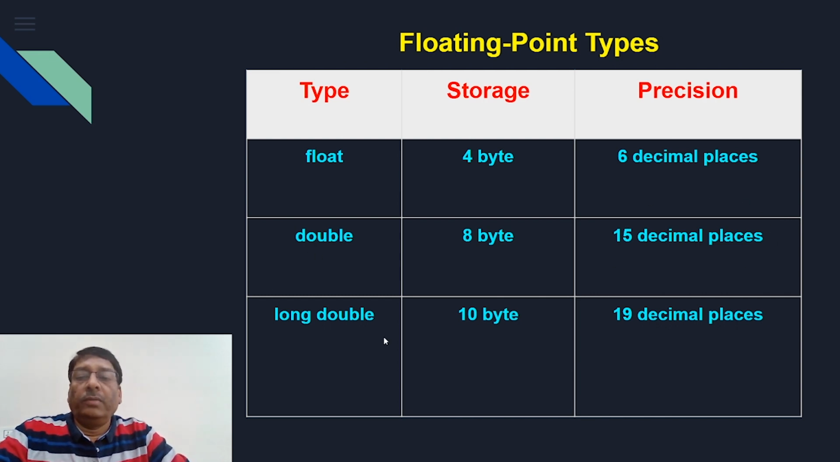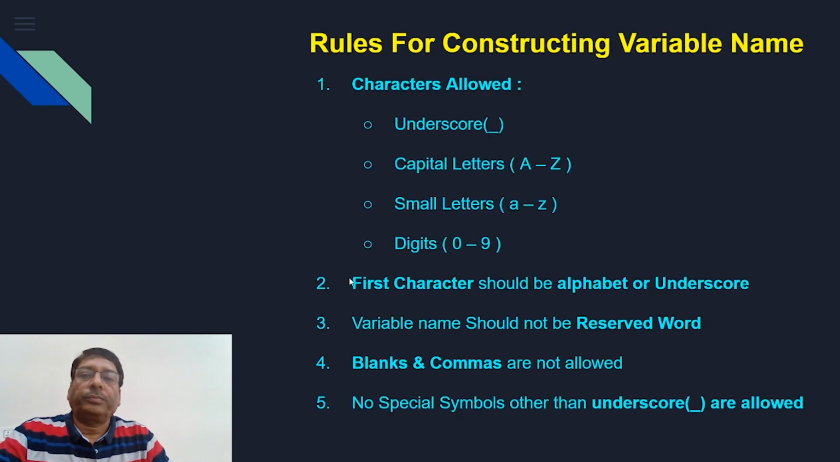Similarly, you have something called long double, which will take a value bigger than the value that you provide in double, and it is going to occupy 10 bytes of memory, and the precision for that is 19 decimal places. So depending on what kind of accuracy you need, what kind of value you want to store, you can make use of a data type called float, double, or long double. These take numbers with fractions. So that is all about data types.